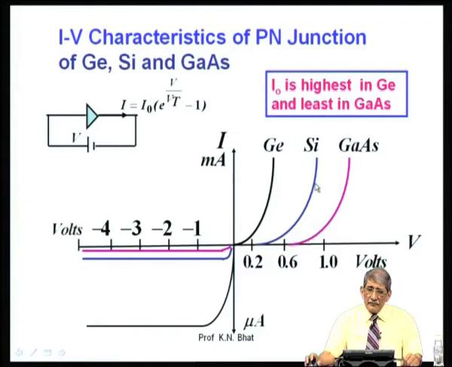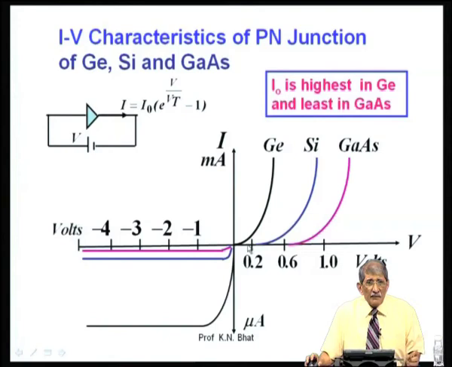Gallium arsenide is the red color here, and I naught is even smaller. So, you can see the cut-in voltage, as people talk of it, where at least 1/10 of the designed current normally flows through. For silicon, the cut-in voltage is about 0.6 to 0.65 volts. A sufficient amount of current will flow in the forward direction in silicon when it is about 0.65 volts.